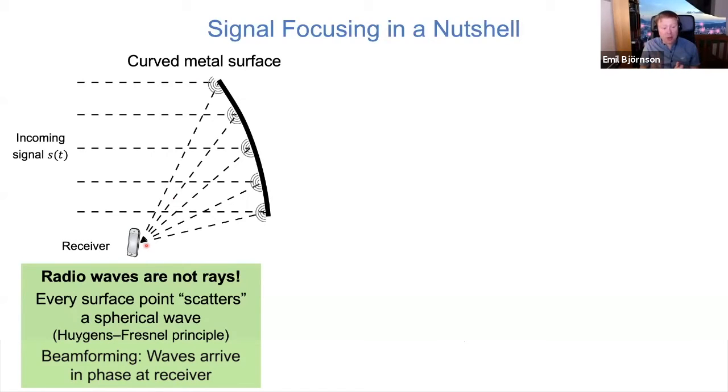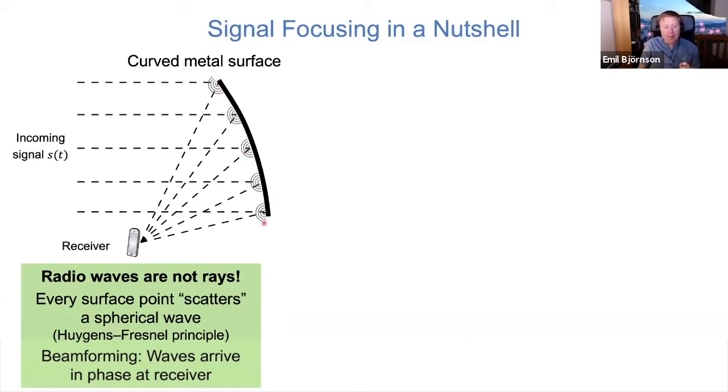But in general, the way to view how this works is that when one piece of the signal is hitting the surface, it will be scattered in all directions from the surface. This is something called the Huygens-Fresnel principle. And you can view it as at every point on the surface, you will have a point source that is scattering the signals uniformly in all directions.